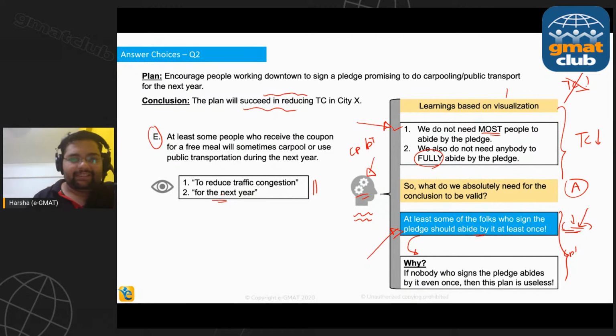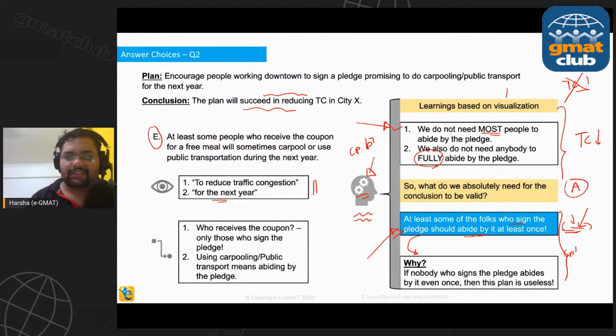Now you're wondering, isn't it a little different? This talks about people who signed the pledge. This talks about abide by the pledge. This is where the other core skill comes in, your ability to draw inferences. When you say at least some people who receive the coupon for a free meal, who are the people who receive the coupon? The people who receive the coupon are fundamentally people who signed the pledge. So when you say people who receive the coupon, that essentially means people who signed the pledge. Next, will sometimes carpool or use public transport. When you say carpool or public transport, it means you're abiding by the pledge, because that is what the pledge is all about, right?